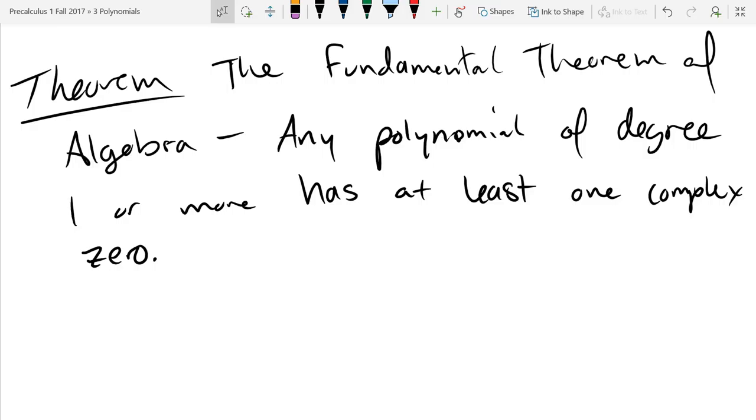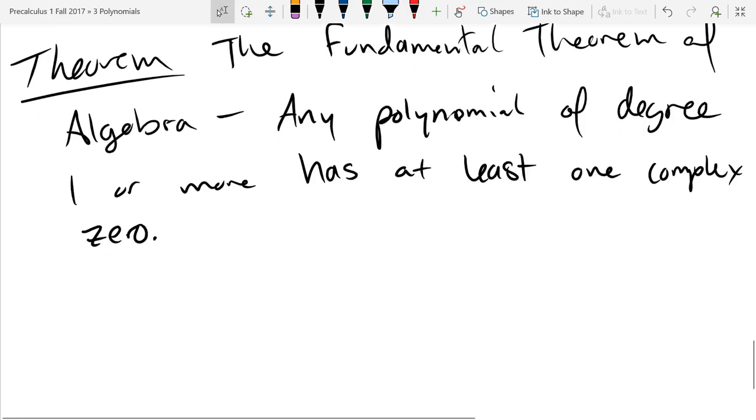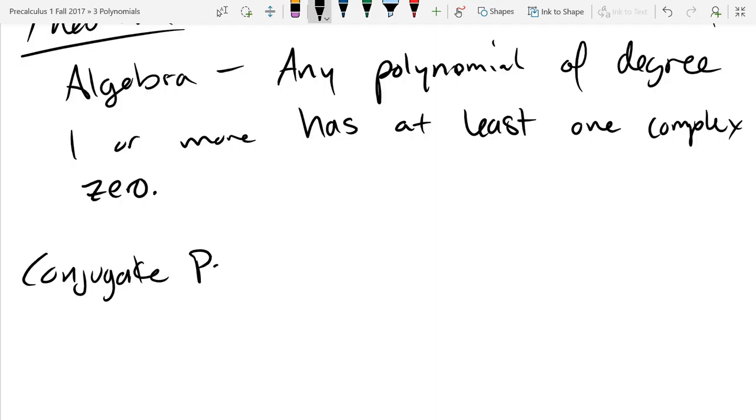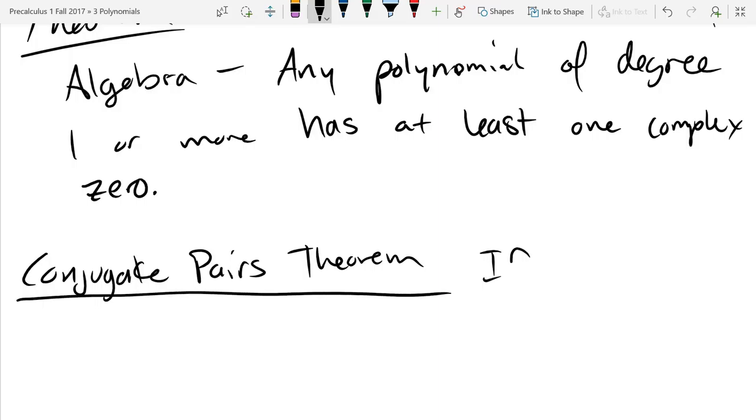So if we apply the fundamental theorem multiple times and keep dividing out by the factors that we find as we find zeros, we can factor any polynomial eventually. So let's look at the conjugate pairs theorem now.